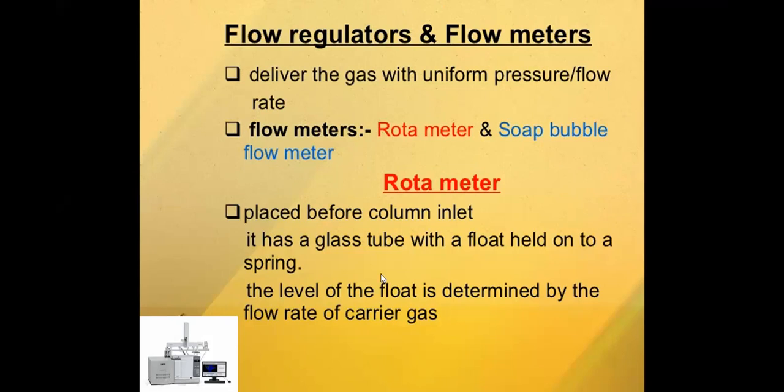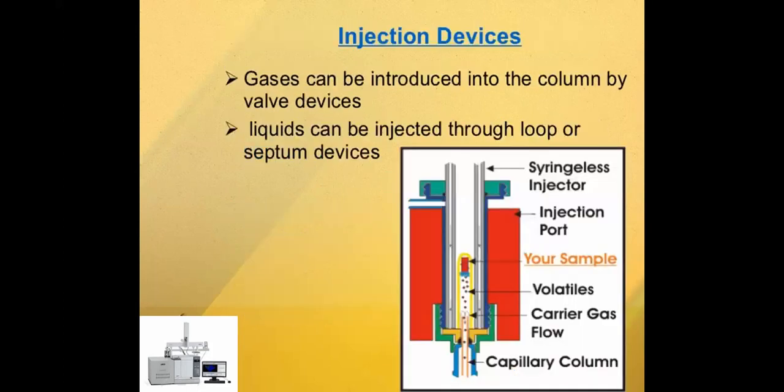So different types of flow meters are placed before the column inlet. Various devices and their mechanisms are involved in regulating the flow of the carrier gas and even in measuring the flow of the carrier gas.